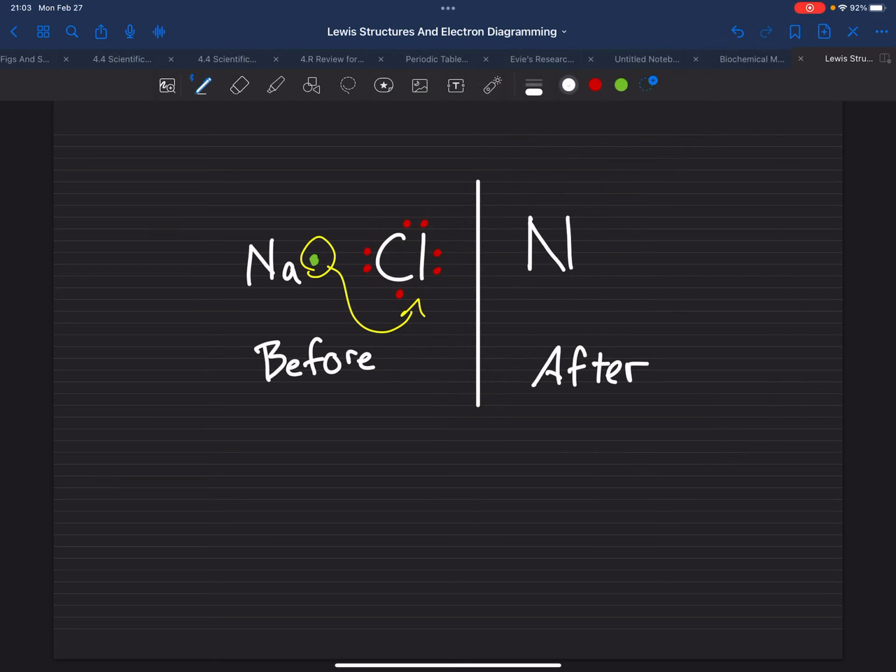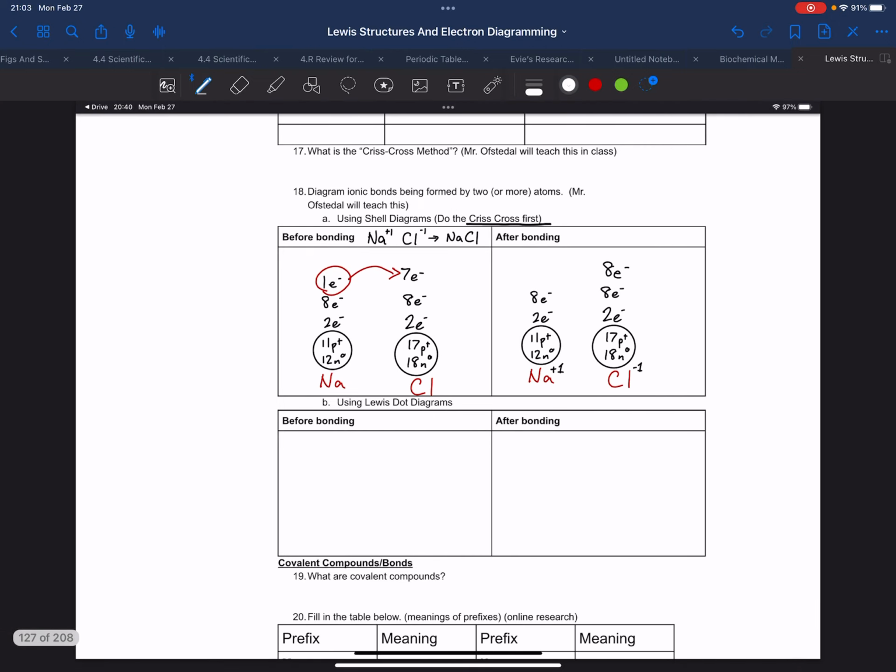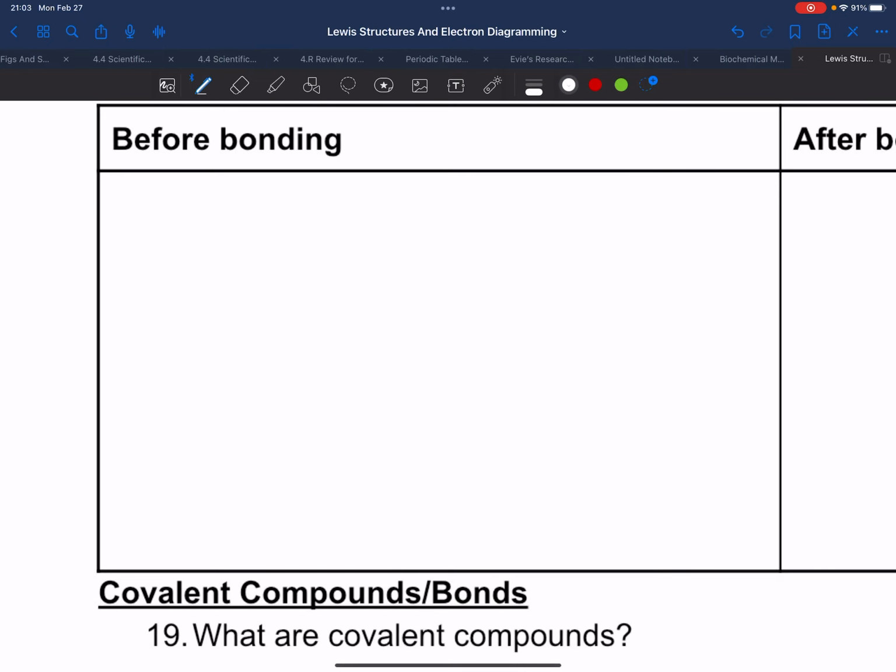Right, so we're going to have Na. It's going to be +1 because it just lost an electron. And we're going to have Cl because it just gained 1 electron. It is going to have a -1 charge. There. That's how we diagram this using Lewis. So this is the Lewis diagram. Much, much, much easier.